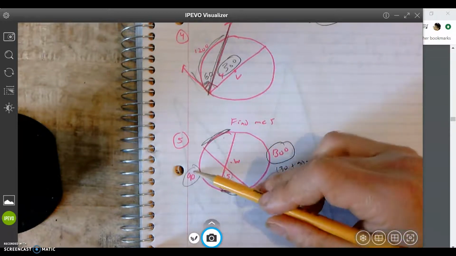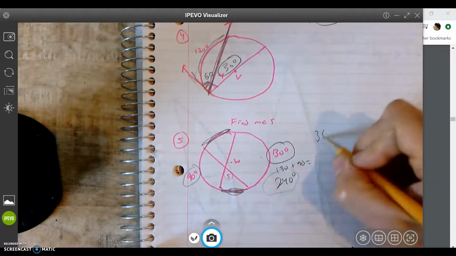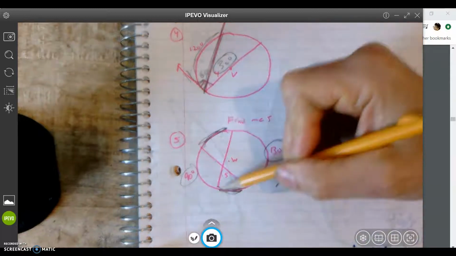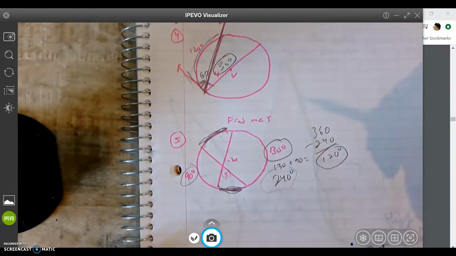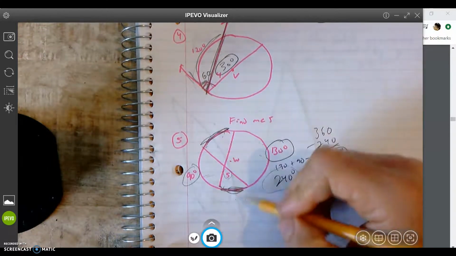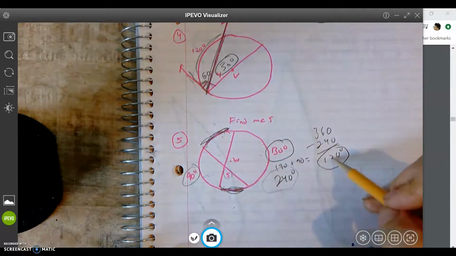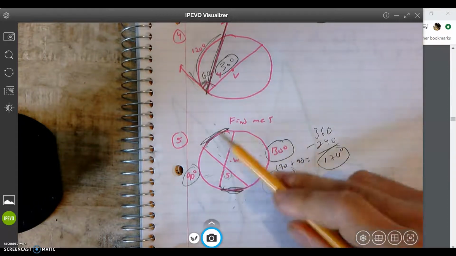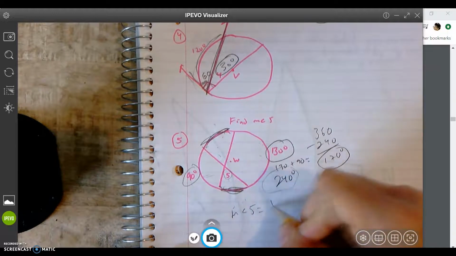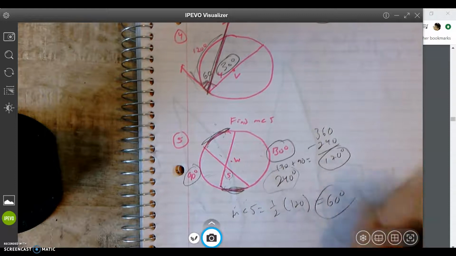So I know that these are 240. 360 minus 240 is 120 degrees. So that would mean that this and this together are 120. I don't know exactly which is which. I don't know if this is 60 and this is 60 and this is 70, this is 50. It doesn't matter. But I do know that together these two are 120 because the other two are 240. So that would mean that the measure of angle 5 is 1/2 of 120, which is 60 degrees.